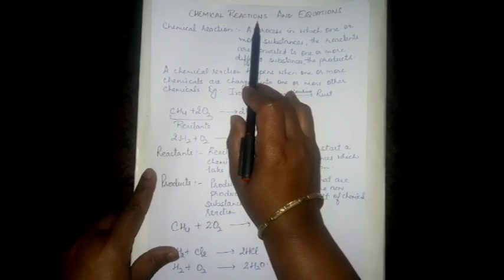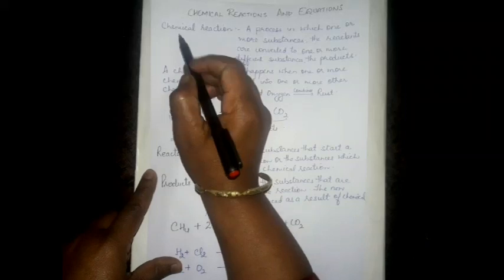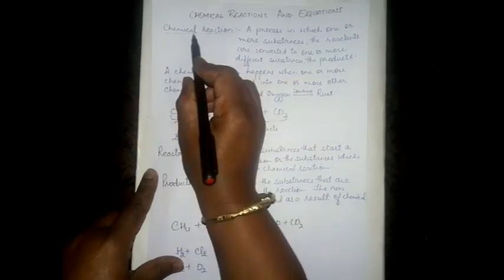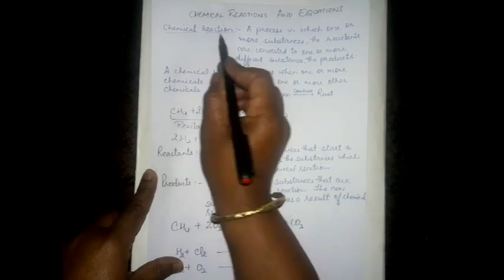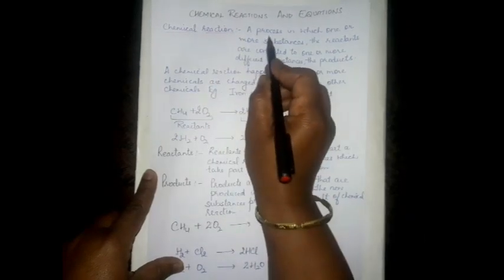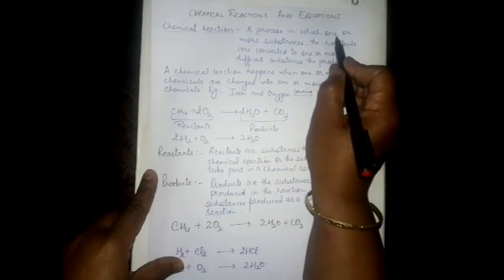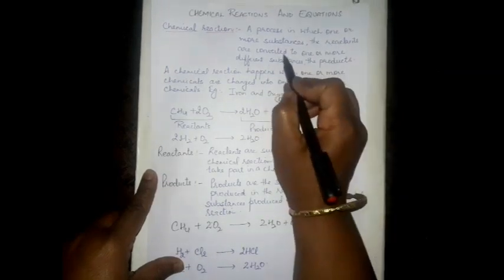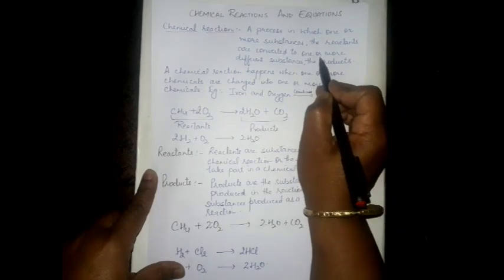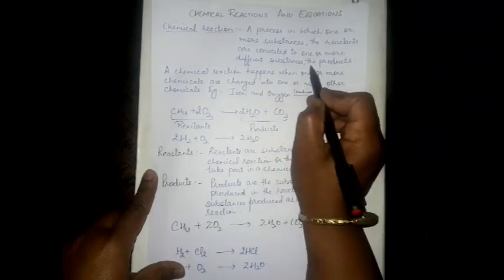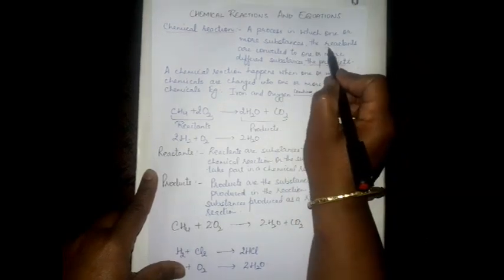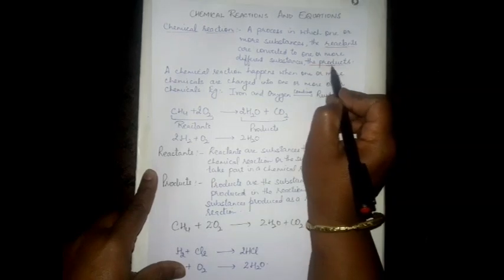First of all, we will be able to understand what is a chemical equation. First of all we will read chemical reaction. What is a chemical reaction? A process in which one or more substances, the reactants, are converted to one or more different substances, the products. Here I have used two terms, reactants and products.